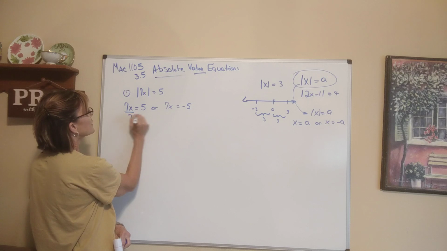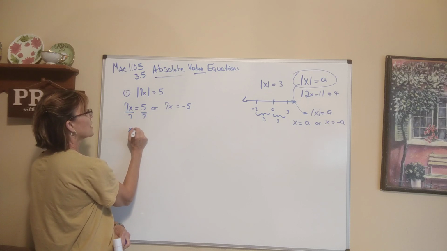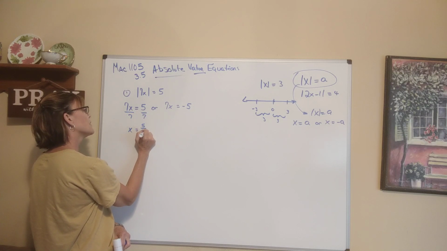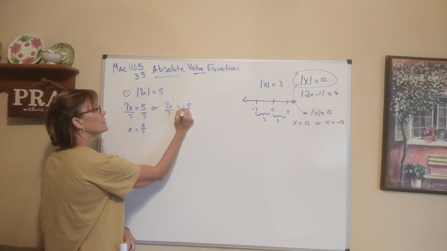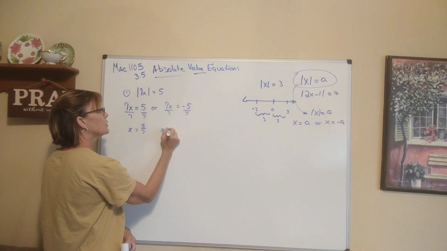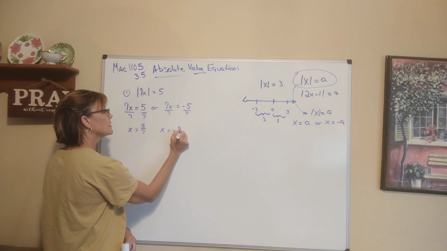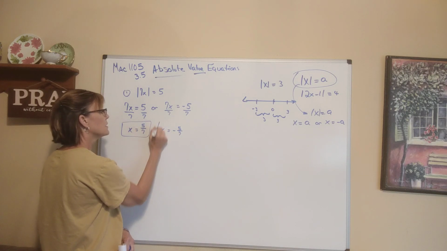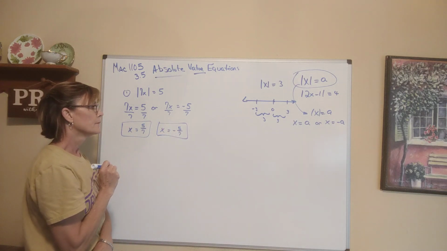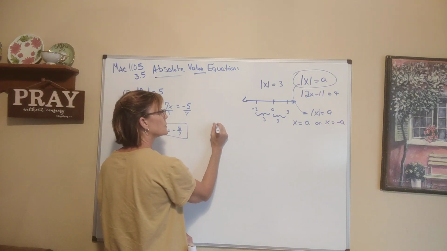Divide this side by 7, and this is true when x is 5/7. Divide this side by 7. This will be true when x is -5/7. So we got 2 answers here, this one and this one. Here's another example, example 2.